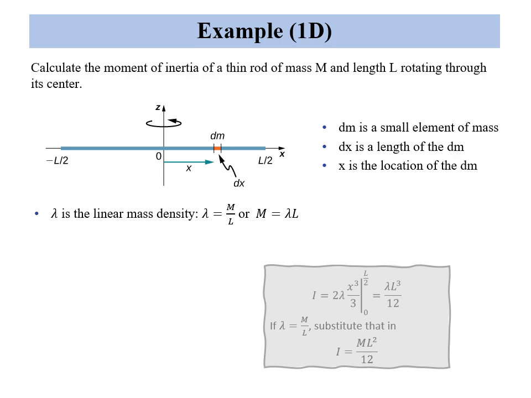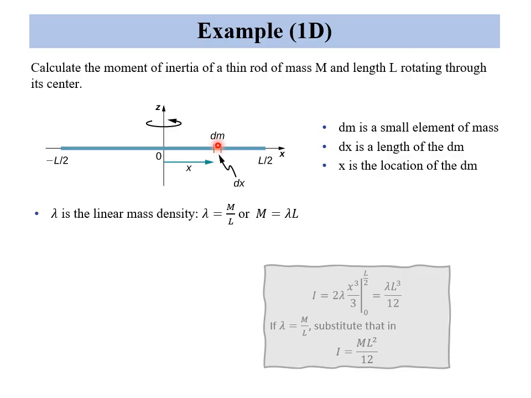Here we need to calculate the moment of inertia of a thin rod of total mass m and total length L rotating through its center, which is shown in the diagram. To do this problem, we are going to consider this thin rod to be a 1D object sitting along the x-axis. The center of the rod is going to be at the origin. Now we're going to divide the mass into small elements of mass, which we label as dm, and the length of this small mass is going to be dx, and x is the location of this small mass increment. All of this is shown here.